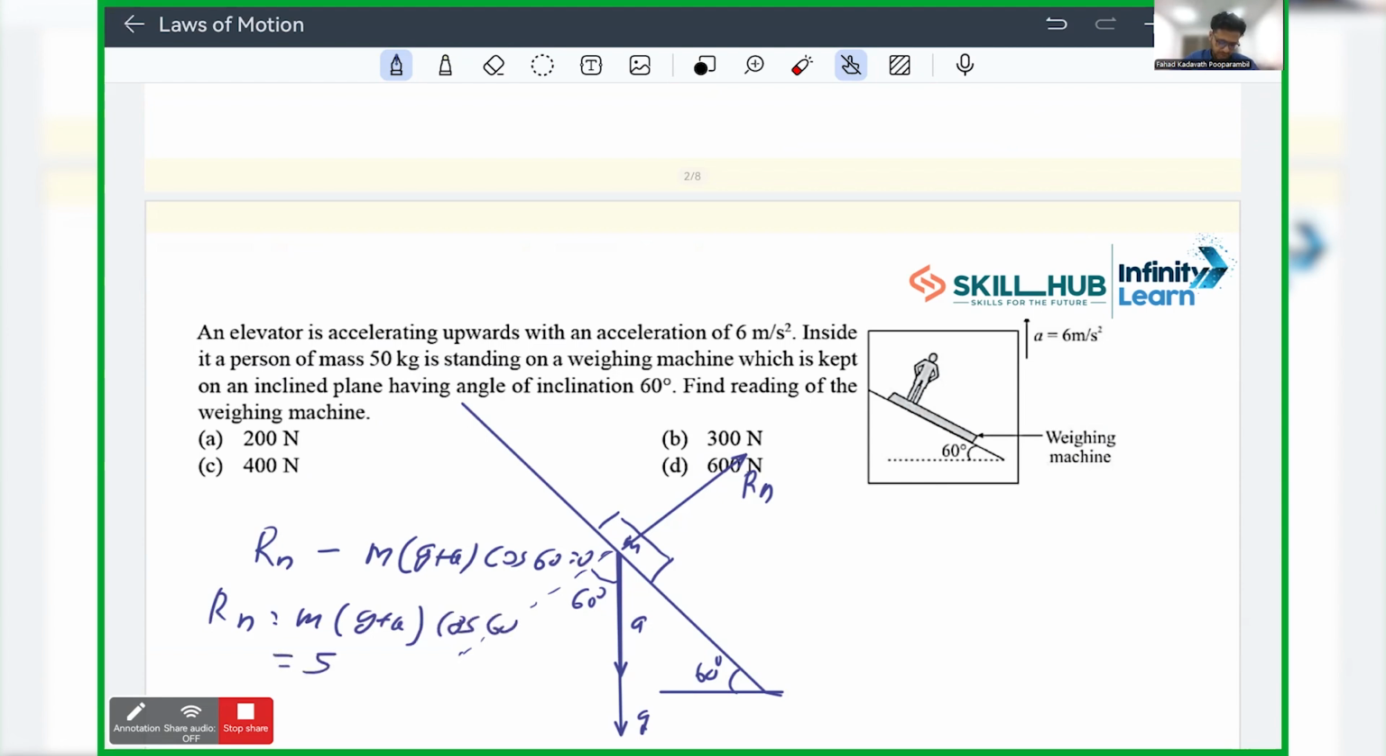You can substitute the values. M is given as 50. G plus A, G we can take as 10, then A is 6, so 16. And cos 60 is half, which gives 400 Newton. Option C.